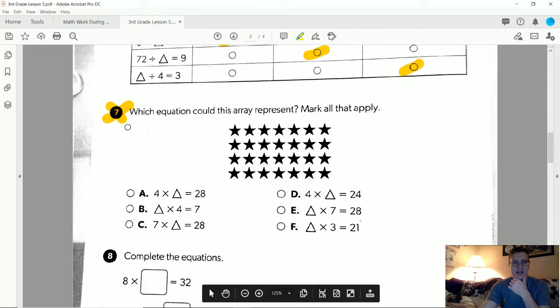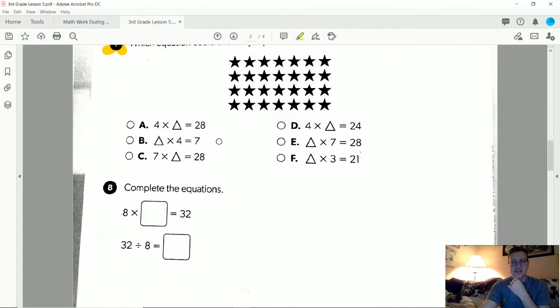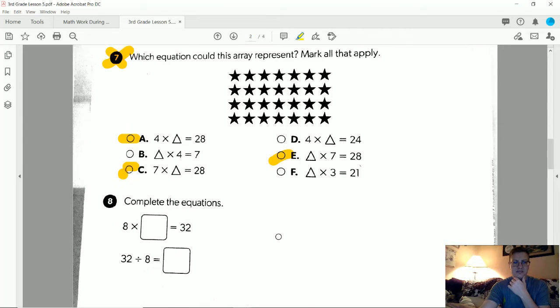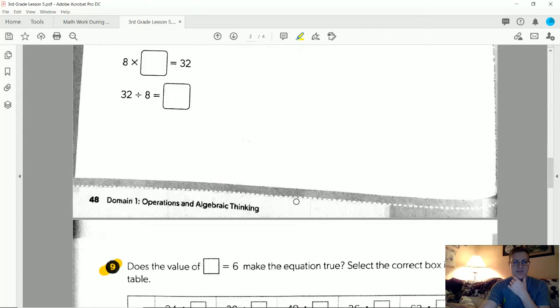Number 7 was my other one. I was looking at a different set of questions for a different class and accidentally marked that. For anyone curious, I could do 4 times 7 for that, and that would give me 28. So that would have been letter E and letter A, and possibly letter C. So it would have been these 3. Working with 7, 4, and 28.